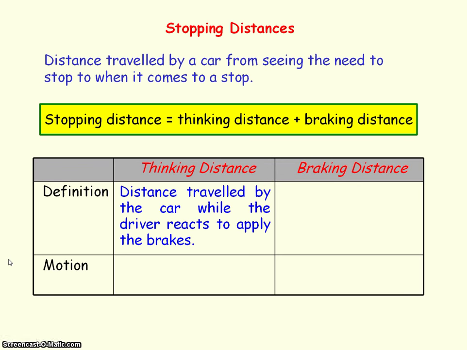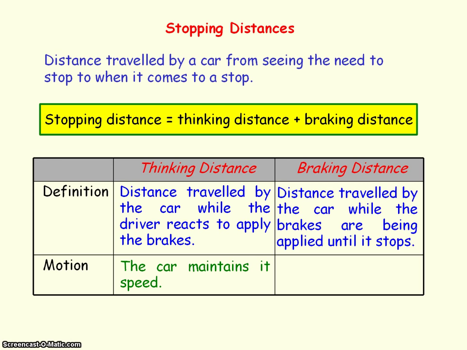And the thinking distance is the distance travelled by the car while the driver is reacting to apply the brakes. It is not the time taken for the driver to react to apply the brakes, because a distance is not a measurement of time. And during the thinking distance, the car is maintaining its speed, so it's travelling at a constant speed.